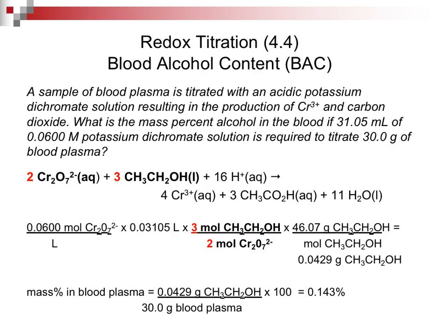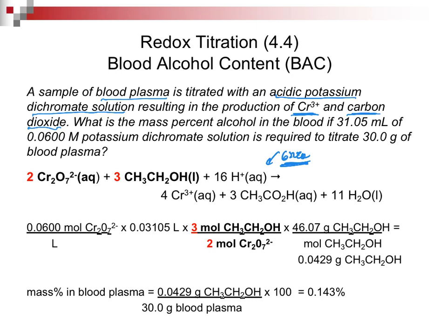My last sample is not to scare you, all right? You could do this problem as long as you were given the balanced chemical equation. There's no reason you could not do this without that equation. So it says a sample of blood plasma is titrated with an acidic potassium dichromate solution, and it results in the production of Cr3+ and carbon dioxide. I'll let you pause and look at all the different pieces that are sitting in this equation.